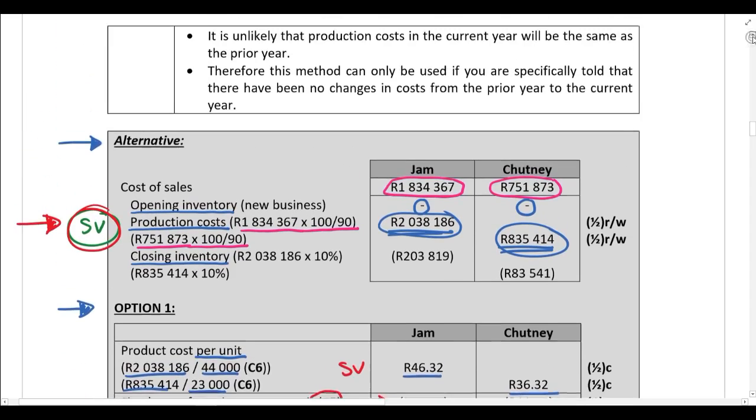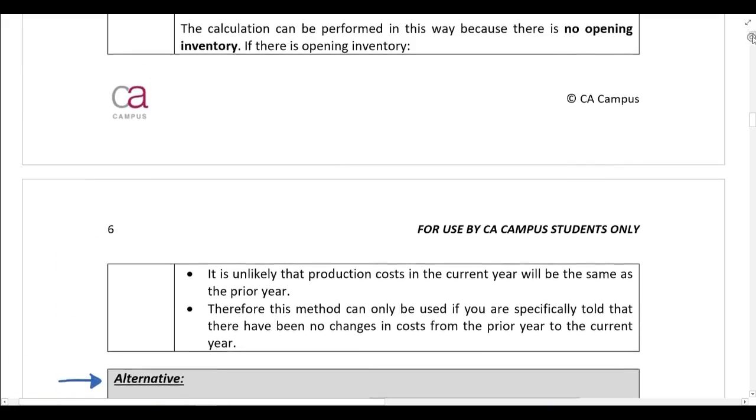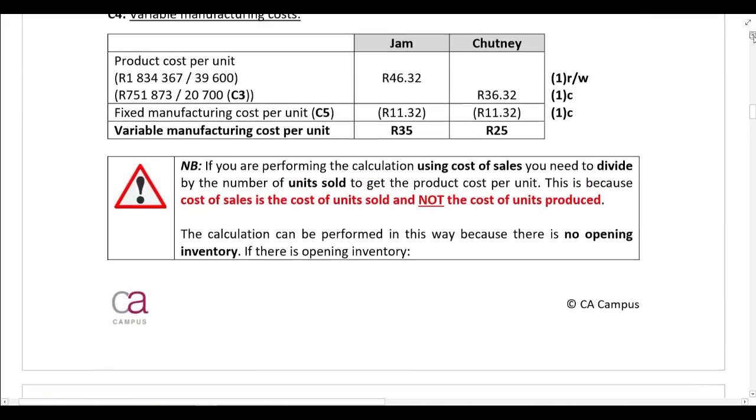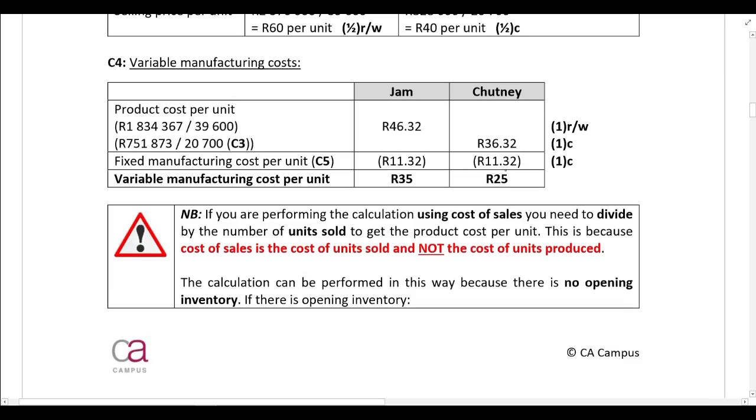However, a much easier way that you could have performed this calculation, but it requires you to have a good understanding of what cost of sales is. Let's look at this calculation over here. In the question, you were given cost of sales for jam, and you were also given cost of sales for chutney. So if you want to calculate the product cost per unit, you can take cost of sales and divide by budgeted sales.